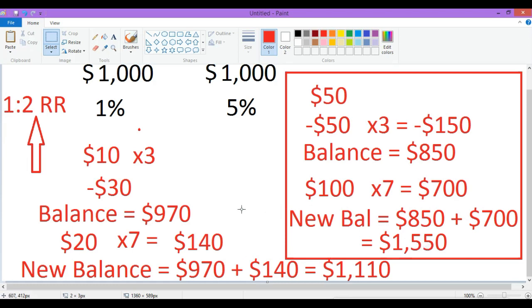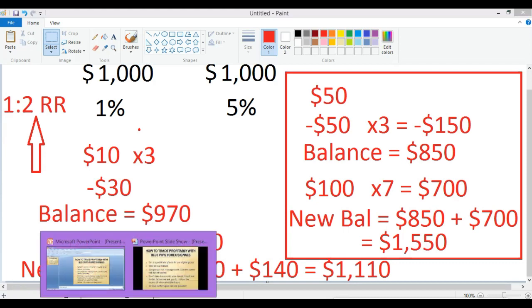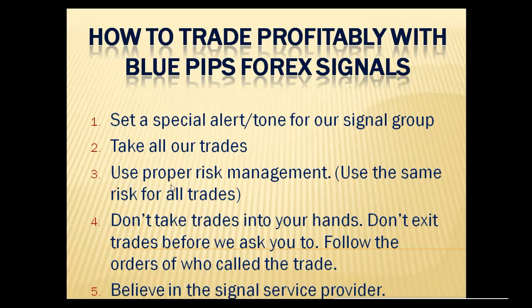So this is just the explanation I was trying to give for the third tip on using proper risk management: use the same risk for all trades. Now I move on to the fourth one.